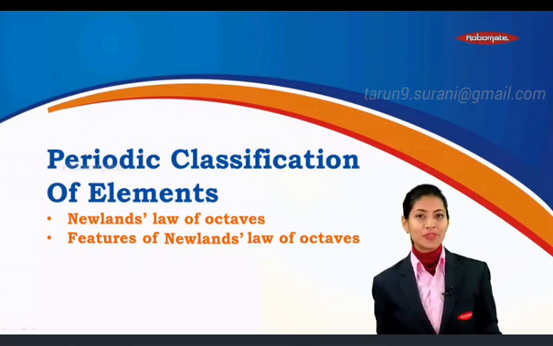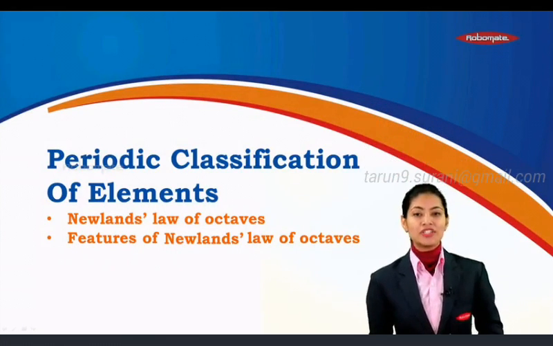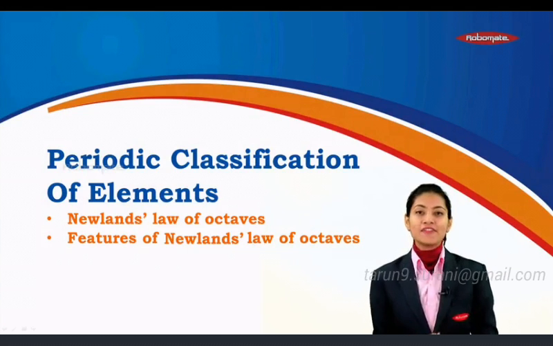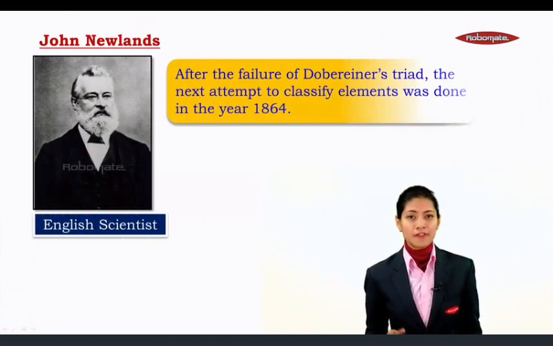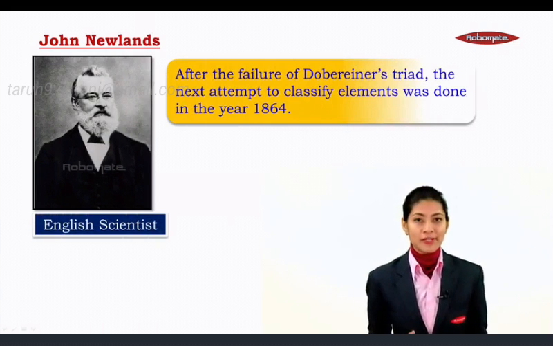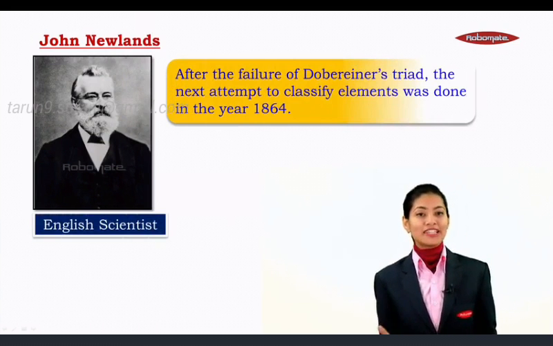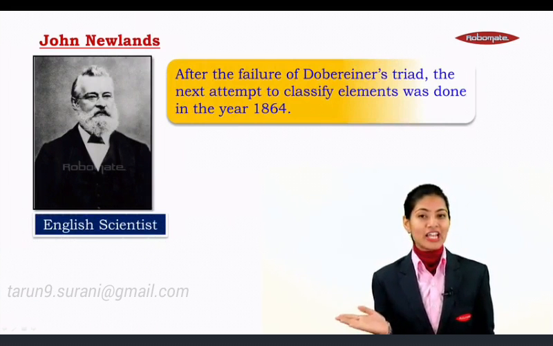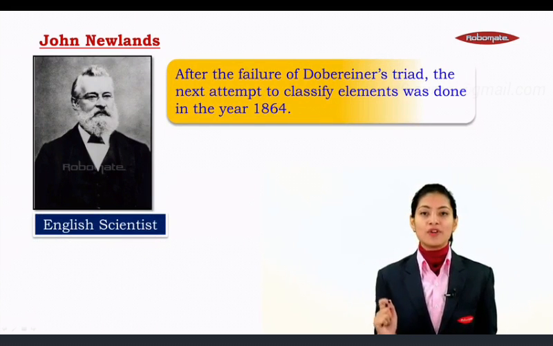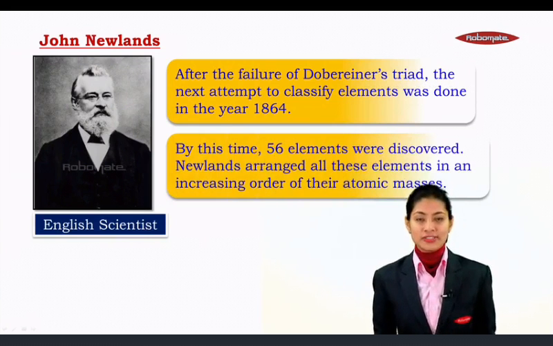To the next module. In this module, we will cover Newland's law of octaves and the features of Newland's law of octaves. Now, after the failure of Dobereiner's triads, the next attempt to classify the elements was made in the year 1864 by this English scientist, John Alexander Newlands.